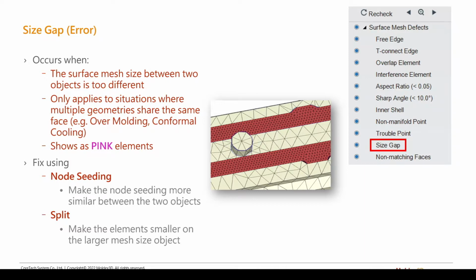So most of the time, what'll happen is you'll want to fix this in the node seeding. You want to make sure that the two objects are seeded the same. And then if there is just a local mesh size disparity, then you can use the split command. Split will divide an element into two separate elements so that you can reduce the overall size of those elements down to the smaller size.